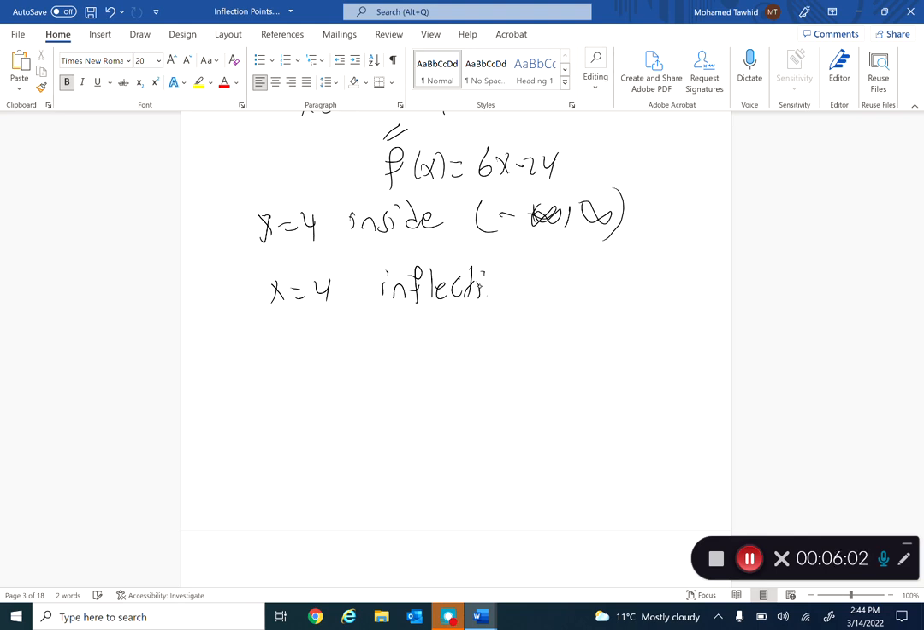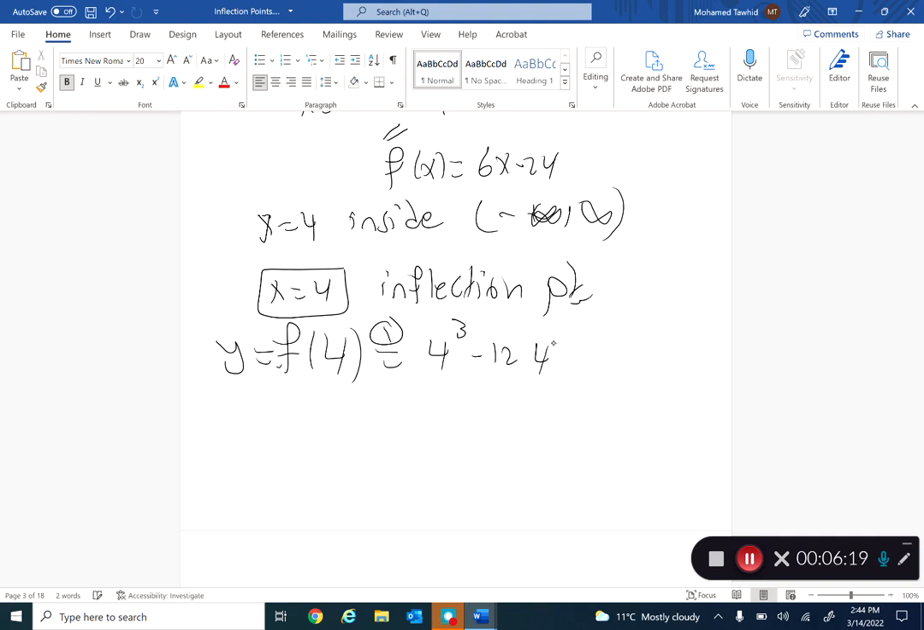So what is the inflection point? For the inflection point you must get f of 4, which is your y. When x equals 4, what is your y? So I have to go back to equation 1: 4 cubed, minus 12 times 4 squared, plus 21 times x, which is 4, plus 8.